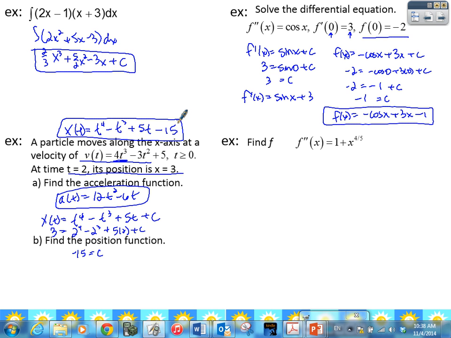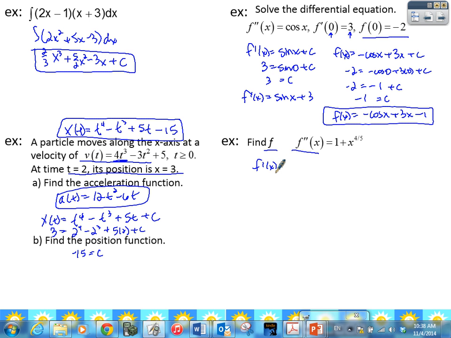All right, our very last one. We have the second derivative, and we're asked to find the position. What does that mean to us? What are we going to have to do? Antiderivative twice. Okay, that's what that means. Antiderivative twice. So let's do that.